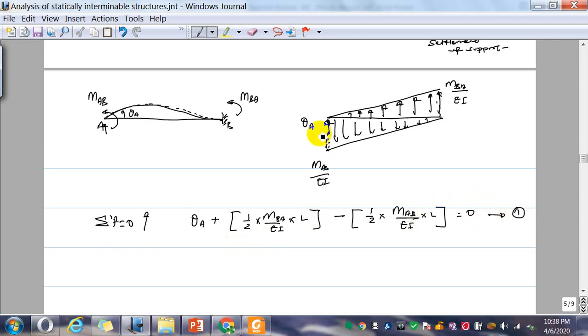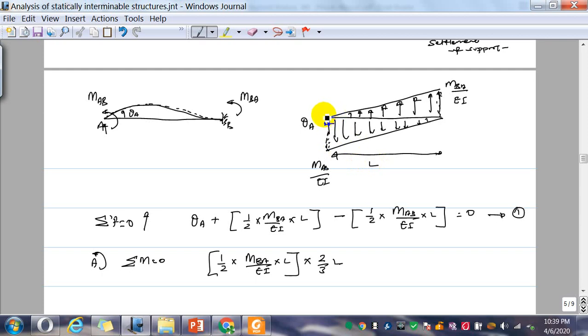Then the second equation, you take moment about A. So about A, if you take sum of M is equal to 0, which is say half into MBA over EI into L, that is the load, and the distance to that load is 2/3 L, because this is L.